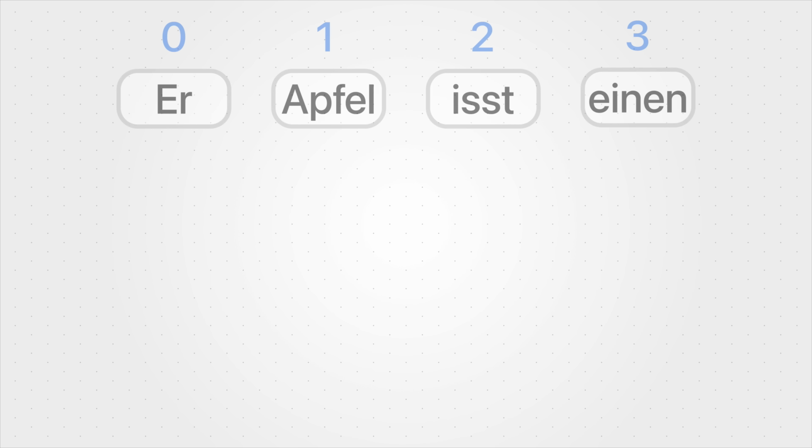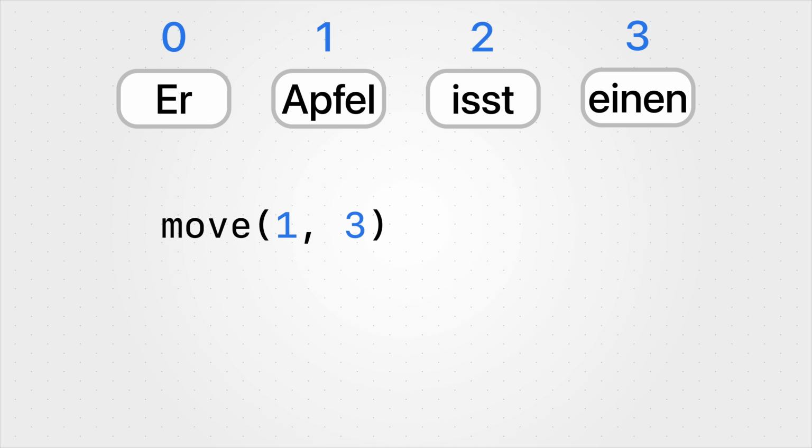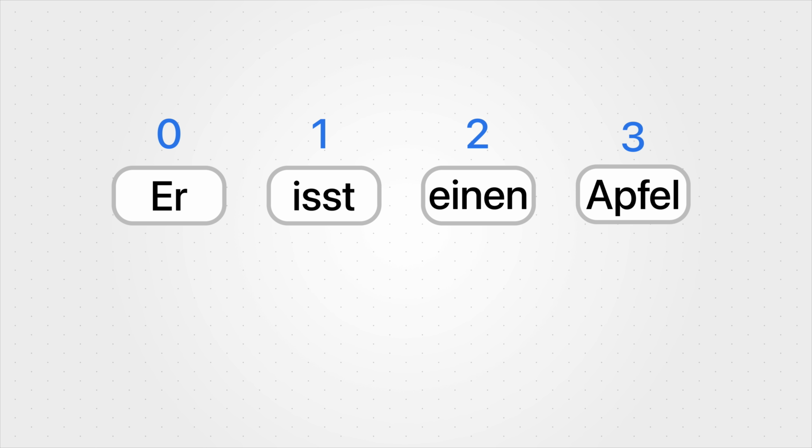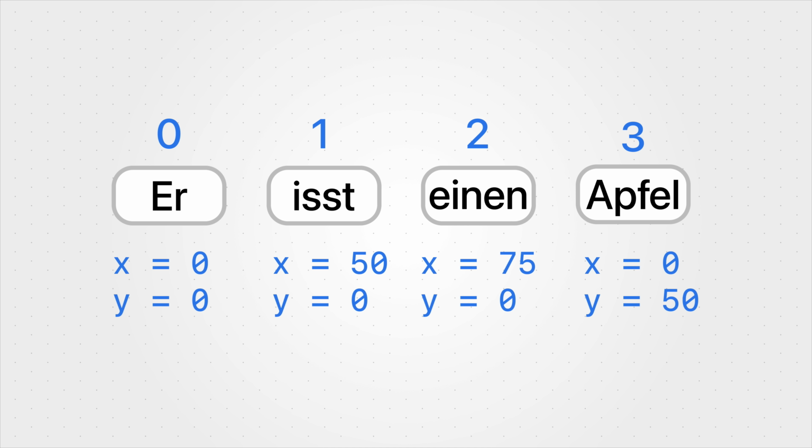For step 2, we need 2 functions. One to move an item from one place of the array to the other, and that will enable us to recalculate the order of each word. And the second function we use to calculate the layout of the words given their order.